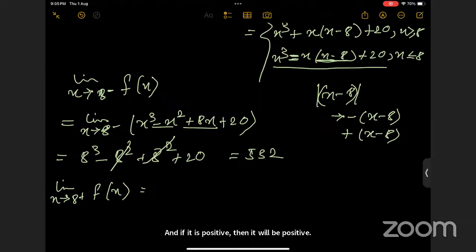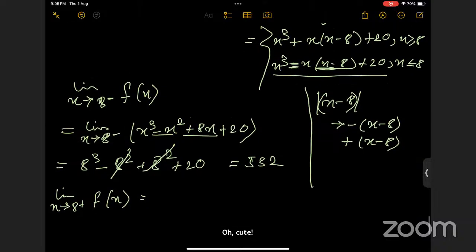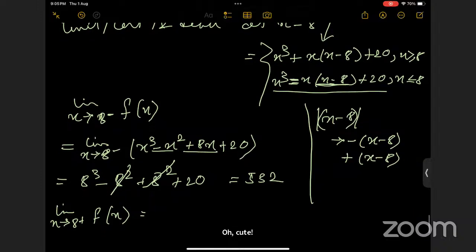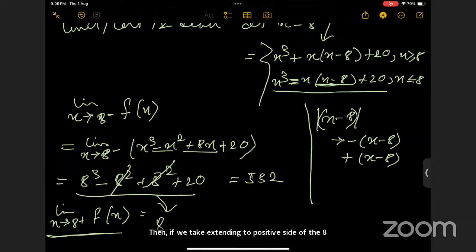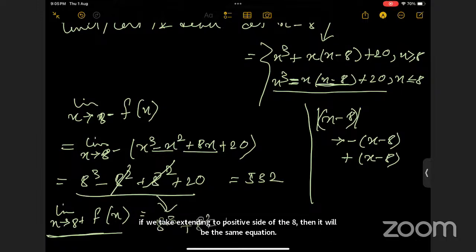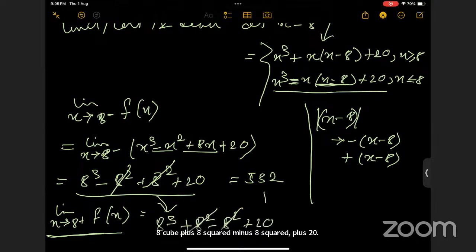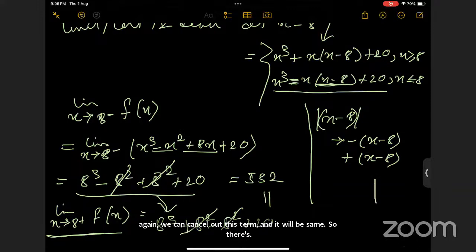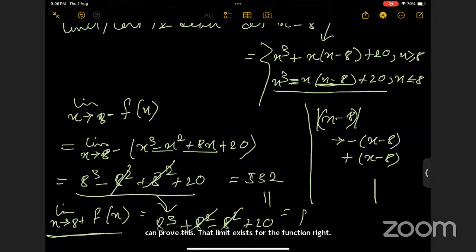Okay. So again, it's clear. Then if we take x tending to the positive side of 8, it will be the same equation, 8 cubed plus 8 squared minus 8 squared plus 20, right? And again, we can cancel out these two terms and it will be the same. So we can prove that the limit exists for the function. And this is basically equal to f of 8. So it is continuous, right?